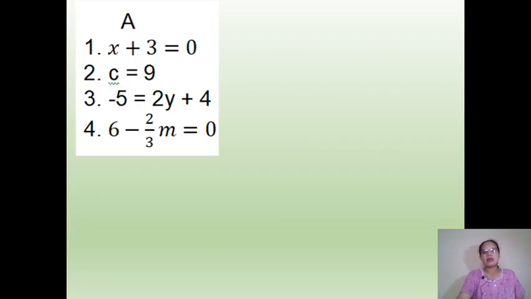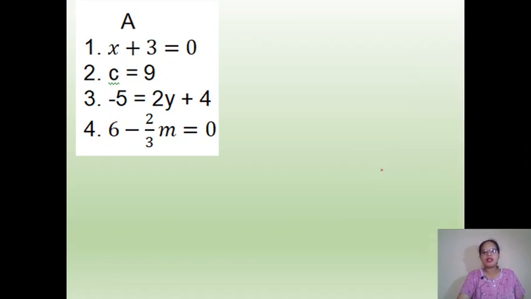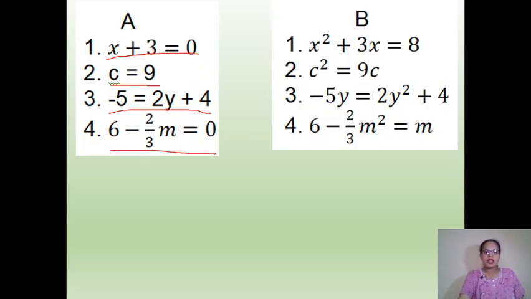Now, let's have an example of equations first. For this set A, we have here these equations: x plus 3 equals 0, c equals 9, negative 5 equals 2y plus 4, and 6 minus 2/3 m equals 0. Now, another set, on set B, we have the equations x squared plus 3x equals 8, c squared equals 9c, negative 5y equals 2y squared plus 4, and 6 minus 2/3 m squared equals m.